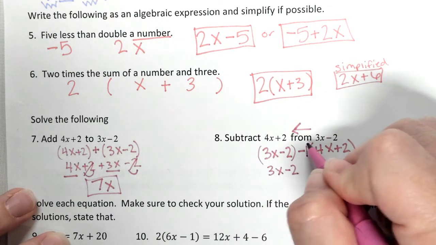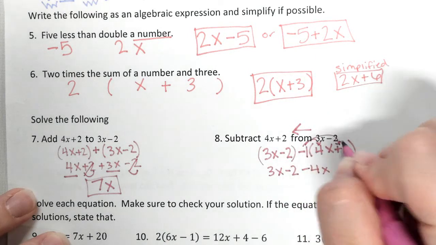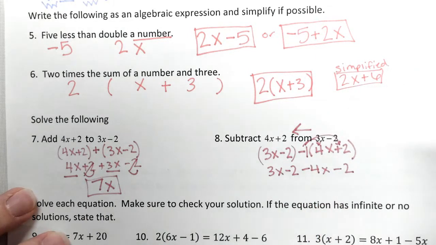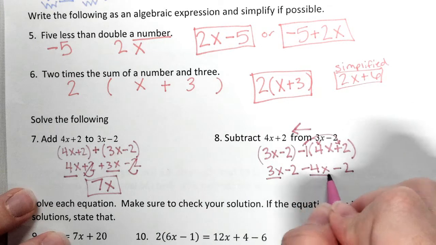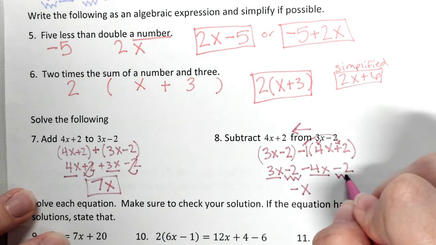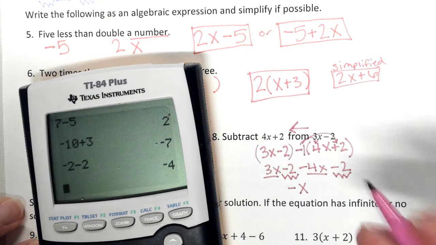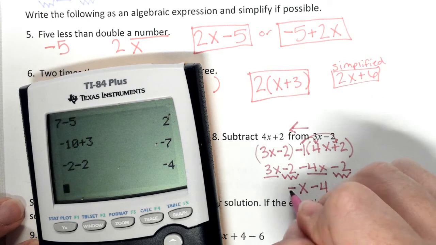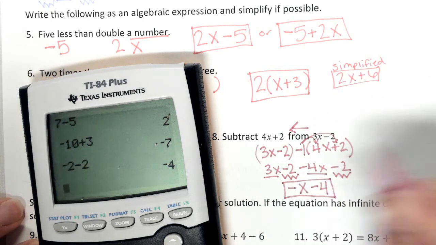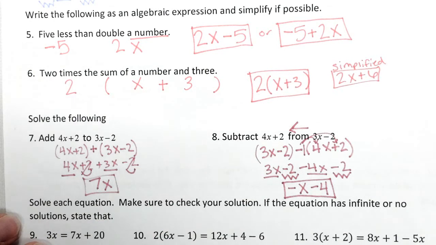Here we have to distribute our negative 1, so that gives me negative 4x minus 2. Now we'll combine our like terms. So 3x minus 4x is negative x. And negative 2 minus 2, again, if you struggle with that, negative 2 minus 2 is not 0. It is negative 4. Remember, to cancel, one has to be positive and one has to be negative, like on this one. You had a plus 2 and a minus 2. That's why they canceled.